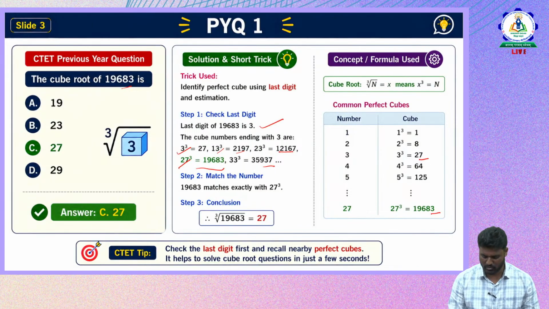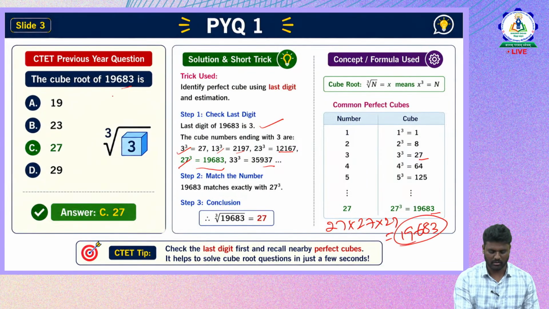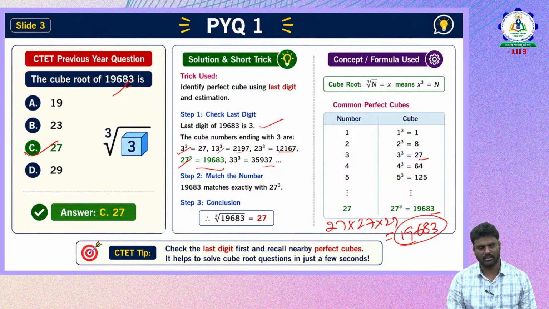So now we can see only 27 cubed. 27 into 27 into 27, if we do, then we will get 19,683, which matches the question. Therefore we can say that 27 is the cube root of the given number 19,683. So answer C is the correct one.